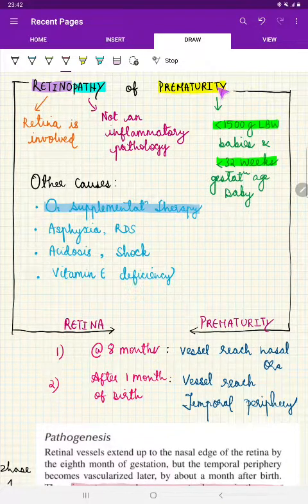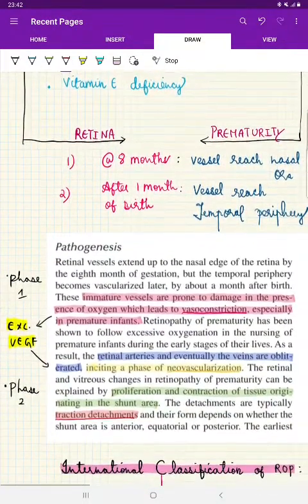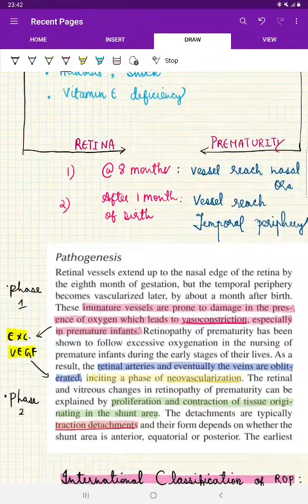So what happens if there is premature birth? This process is not properly done. That means it is halted. Because of this, the pathology happens. The pathology is that the immature vessels are prone to damage in the presence of oxygen, because many a time a baby born premature needs oxygen support. At this time, these immature vessels are going to undergo vasoconstriction changes.